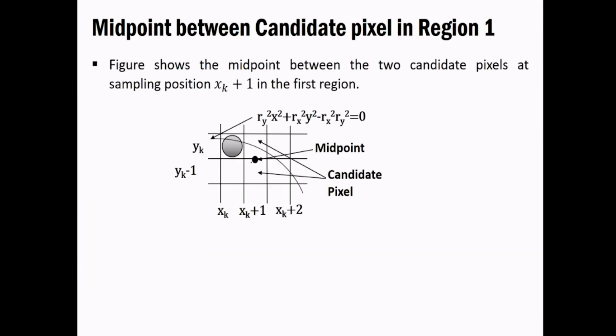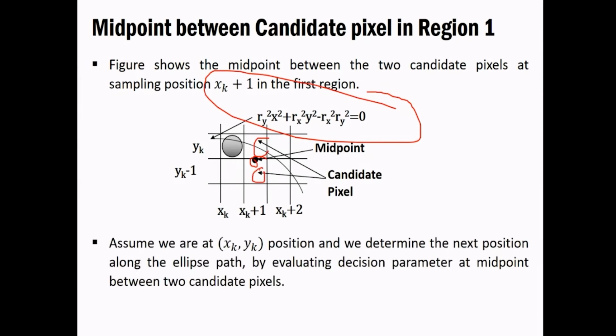Now the midpoint between candidate pixels in region 1. Similar thing, but now the equation changes because we are considering an ellipse, that is ry square x square and so on. Similarly, one midpoint is over here, and then we will be having two candidate pixels as we have seen in yesterday's lecture. Assume we are at this particular position, and now we need to determine the next pixel that we have to select so that we could build a complete ellipse.